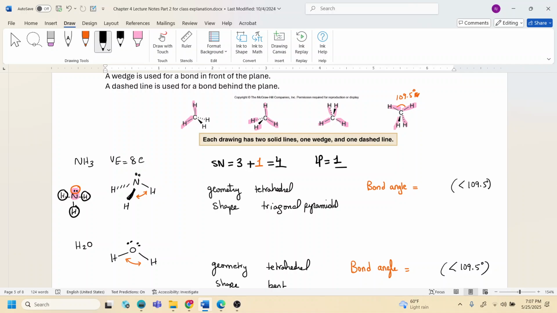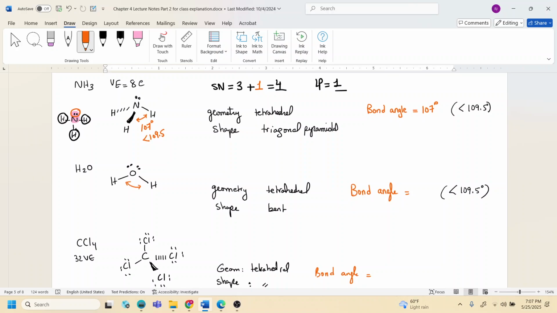And the bond angle for this one is going to be less than 109. It's normally 107. You need to know this number. You can say it's just less than 109.5, but precisely it is 107 degrees. So the geometry is tetrahedral, the shape is trigonal pyramidal, and the bond angle is going to be 107 degrees, or you can say less than 109.5.